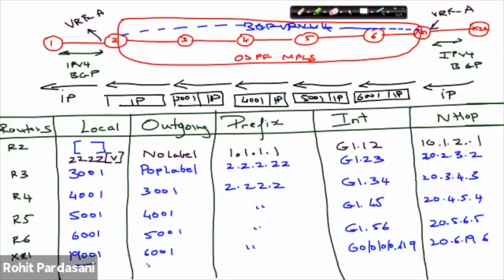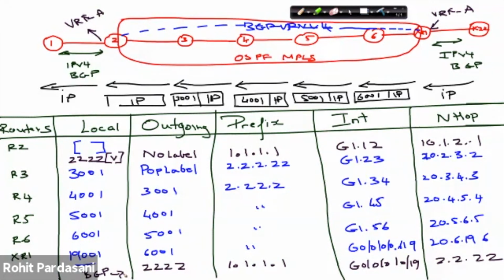So only XR1 would see 2 for the prefix 1.1.1.1. And obviously his next hop would be 2.2.2.2. And this would be gig 0/0/0/0.19. You would not see this in the MPLS forwarding table. If I do a show MPLS forwarding table, you would not see this. This is in the BGP label table, in the BGP table.